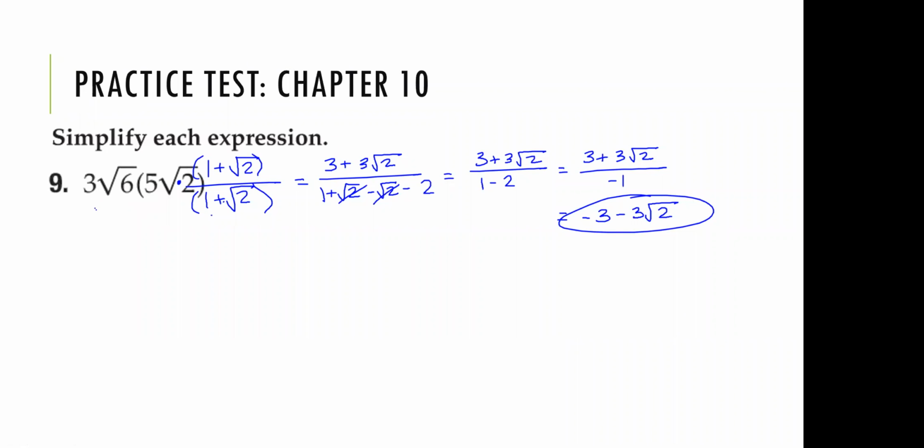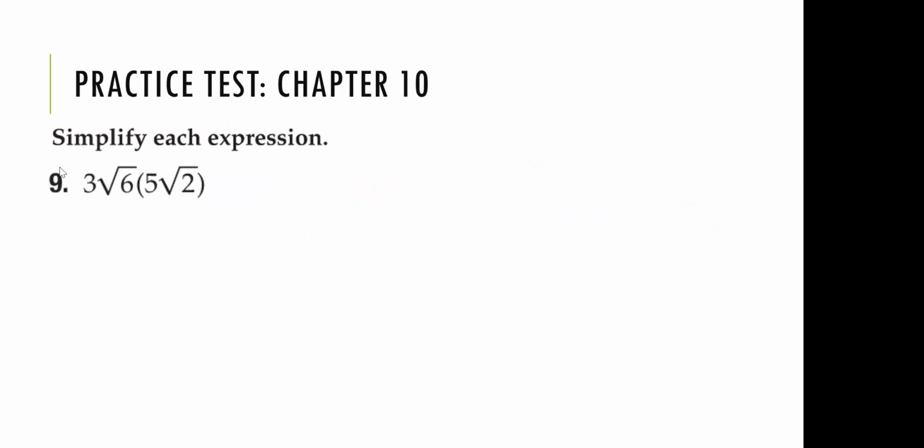All right, so next problem, number 9. We're simplifying again. So here I would multiply what's outside my parentheses by what's inside. So I multiply the 3 times the 5, and that's 15. And then the square root of 6 times the square root of 2 is the square root of 12, okay?